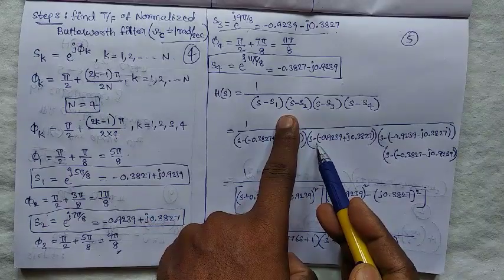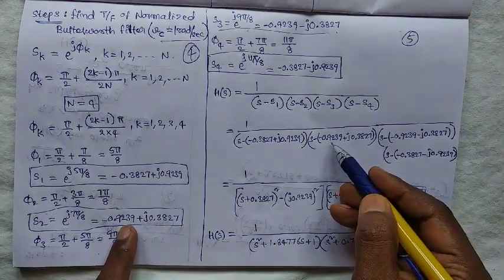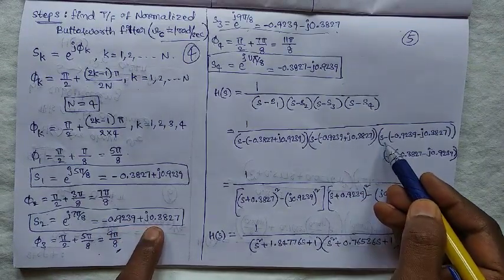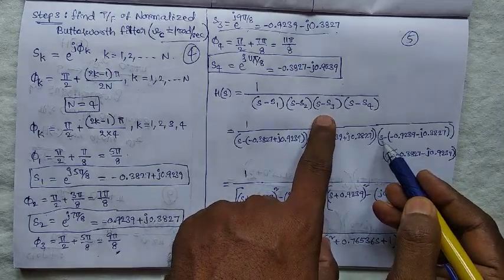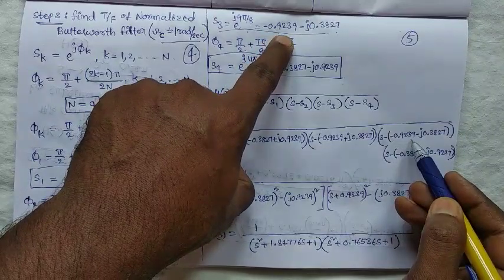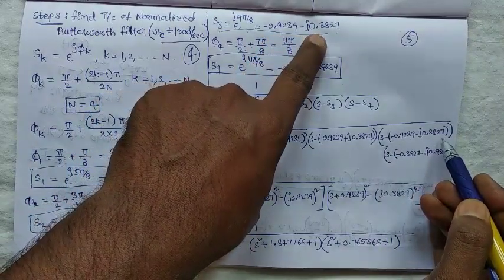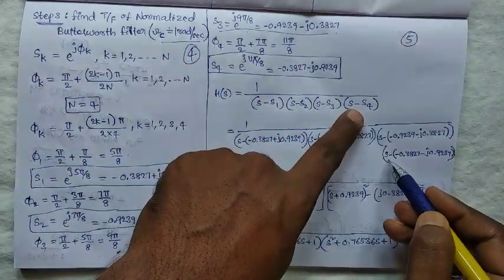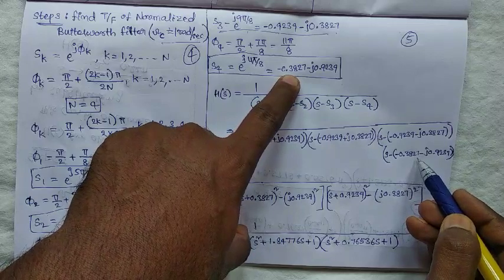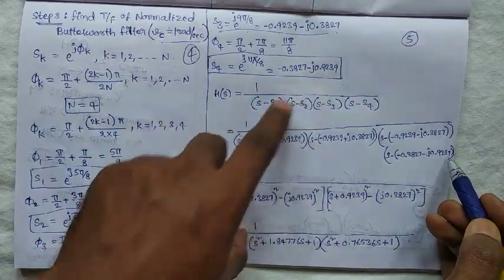S minus s2 value is s minus (minus 0.9239 plus j 0.3827), into s minus s3. S minus s3 value is s minus (minus 0.9239 minus j 0.3827), into s minus s4. S minus s4 value is s minus (minus 0.3827 minus j 0.9239).